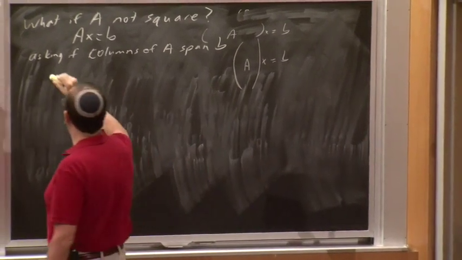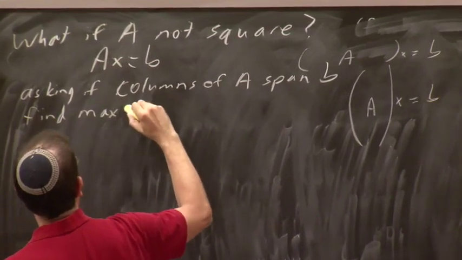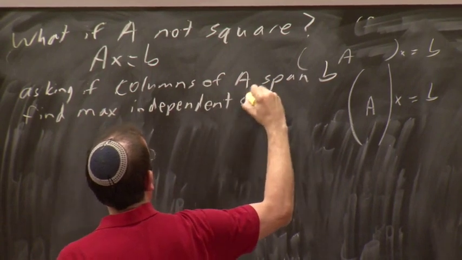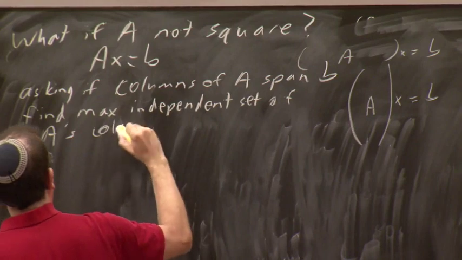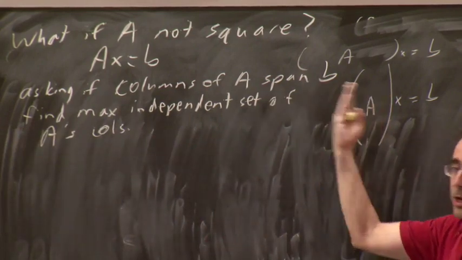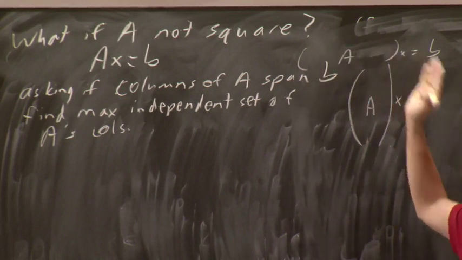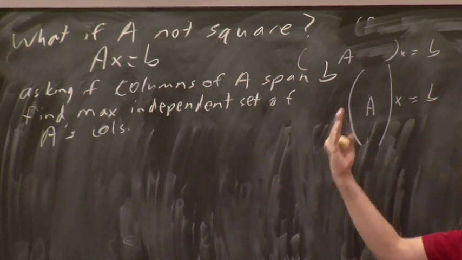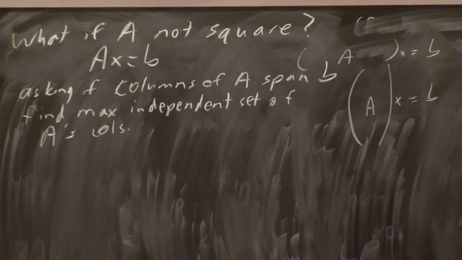Well, I'd probably start by finding a maximal independent set of A's columns. Right? If I have redundant columns in A, I might as well get rid of them. So I'll just look for independent columns of A, as many as I can. And if A can span B, then it's enough to work with those independent columns of A and see if they can span B.